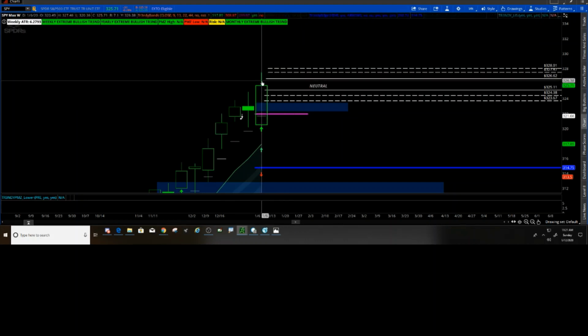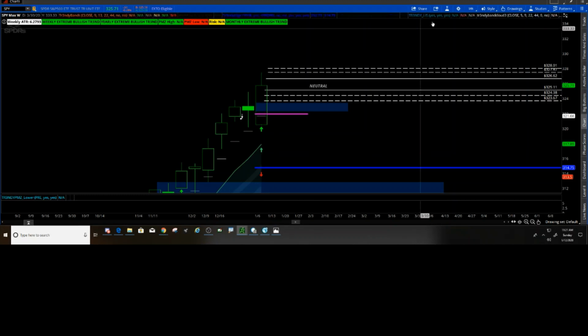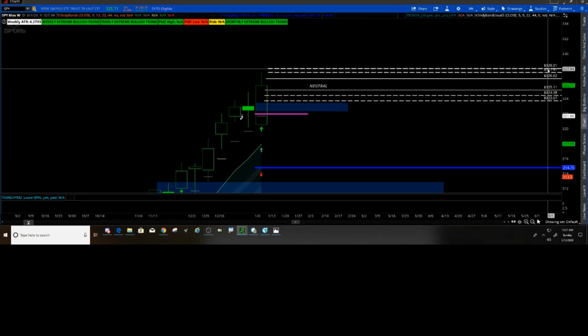Now we do have this wick, which means if I take the time frame and go to something lower, we can find supply within that, say a 2-hour or a 30-minute. But I want to focus on the bigger picture for this quick SPY analysis. Again, targets up here are pretty small for right now.